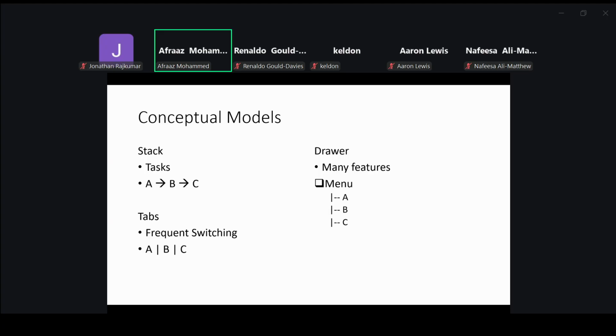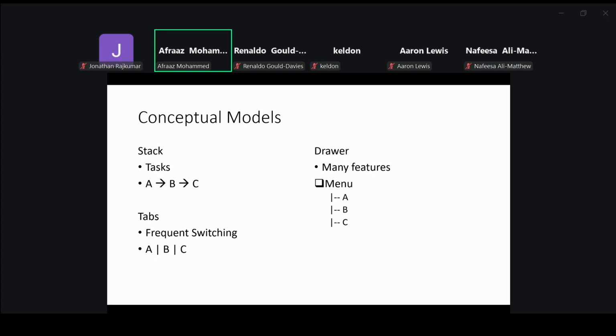And you could use that for tasks or looking at different information that are in a linear way, and they are placed on top of each other, and then they are removed from each other in the last-in, first-out manner. Right. The second one is the tabs, and that is used for frequent switching.